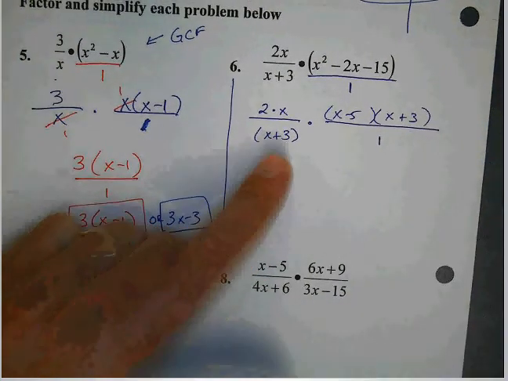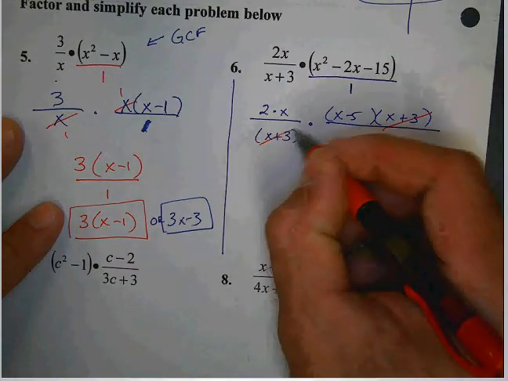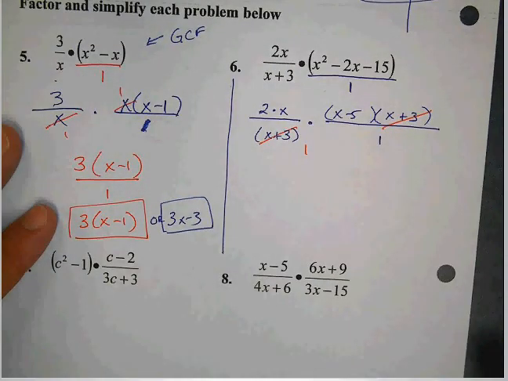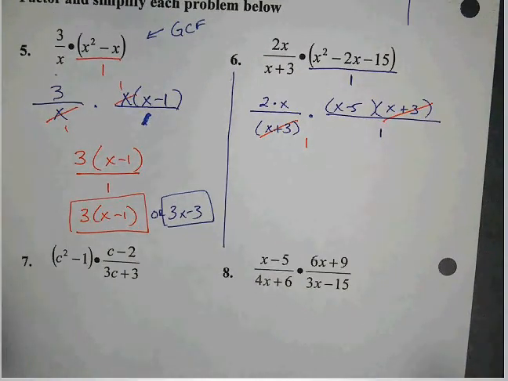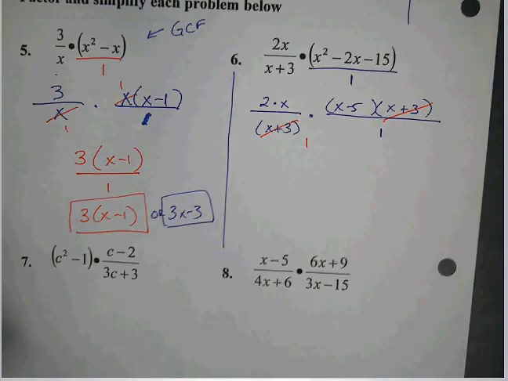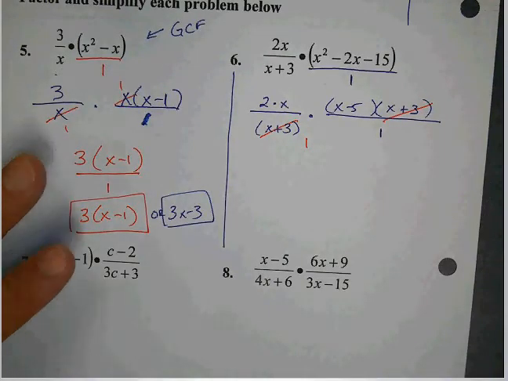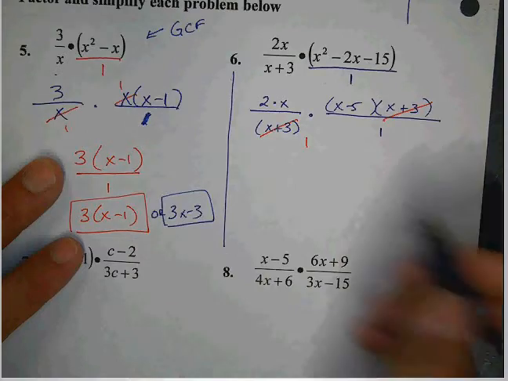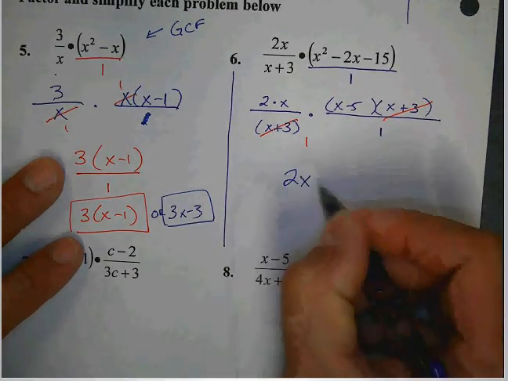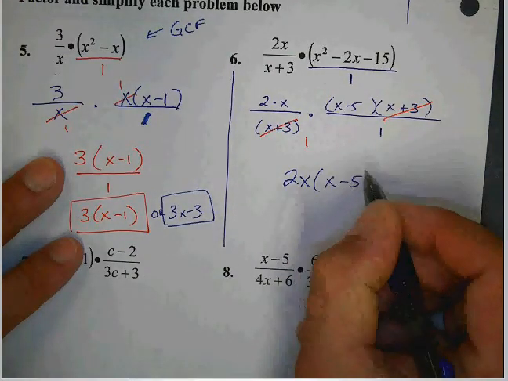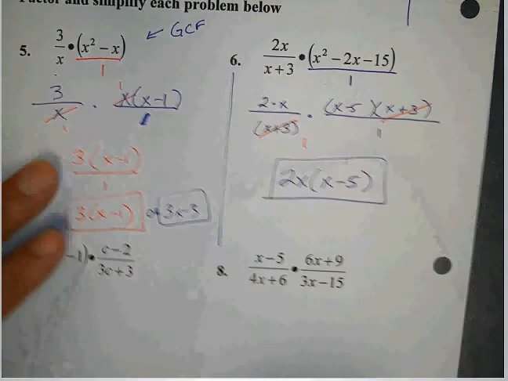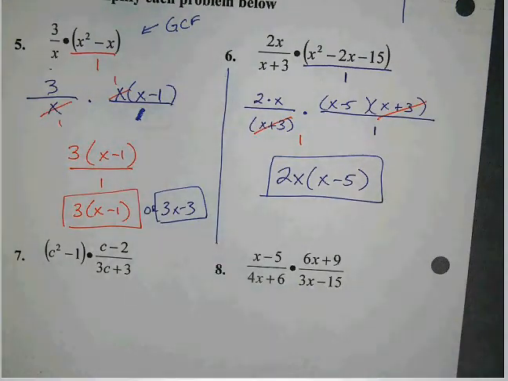So those x plus 3's cancel. Does anything else cancel? Nothing else is in the bottom, so it can't. So my answer is going to be 2 times x minus 5. As we learned on problem 5, we don't need to put that over 1. Could you multiply the 2x out? Yes, but you don't need to.